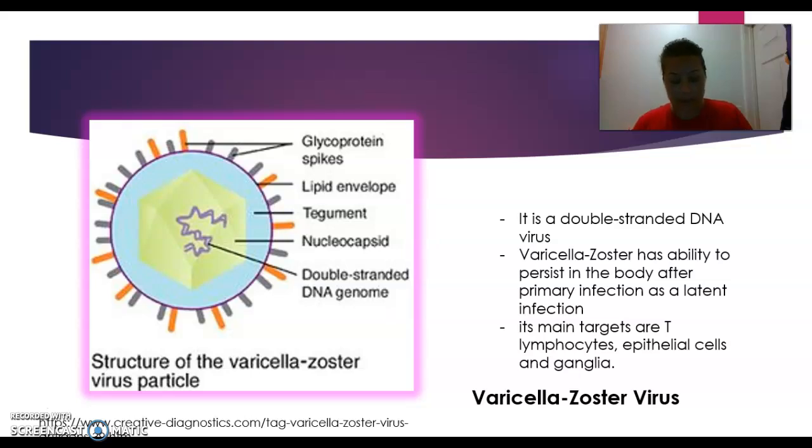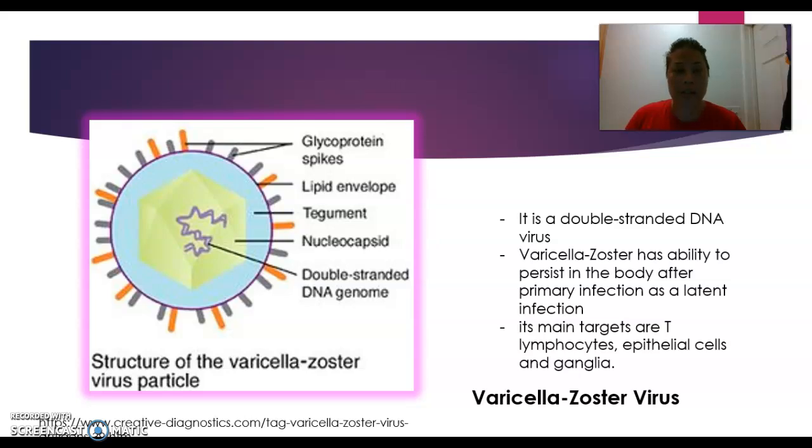So VZV is a double-stranded DNA virus and has the ability to persist in the body after a primary infection as a latent infection. Its main targets are T lymphocytes, epithelial cells, and ganglia.